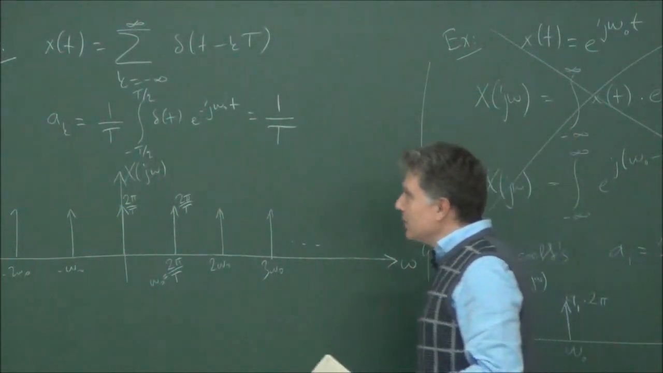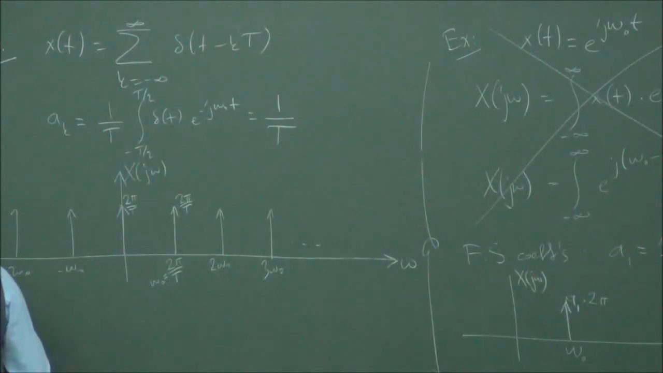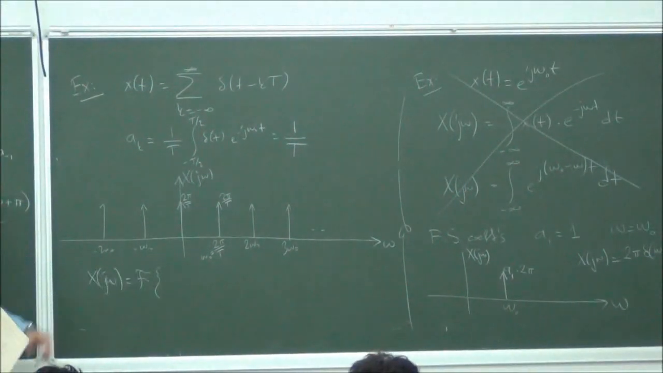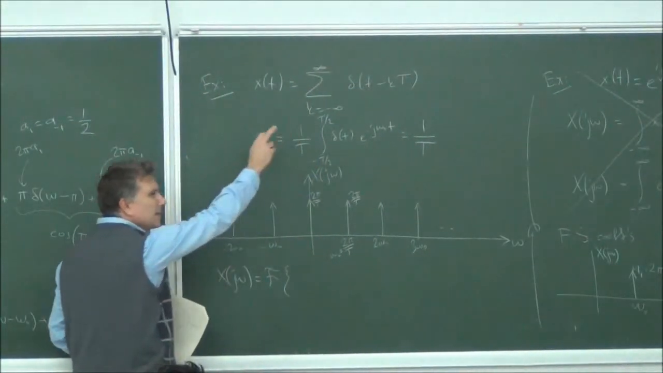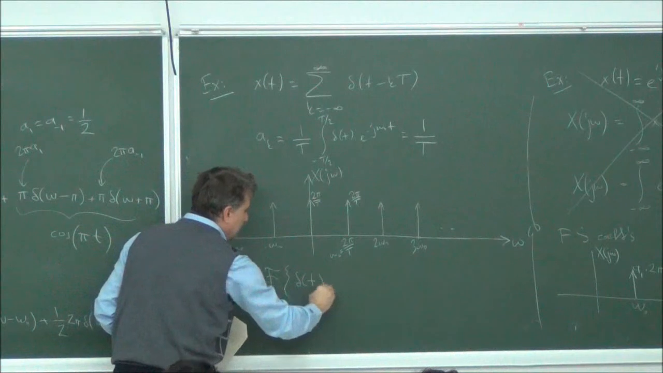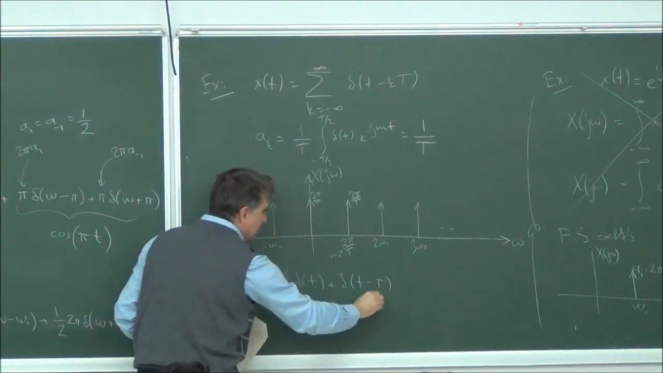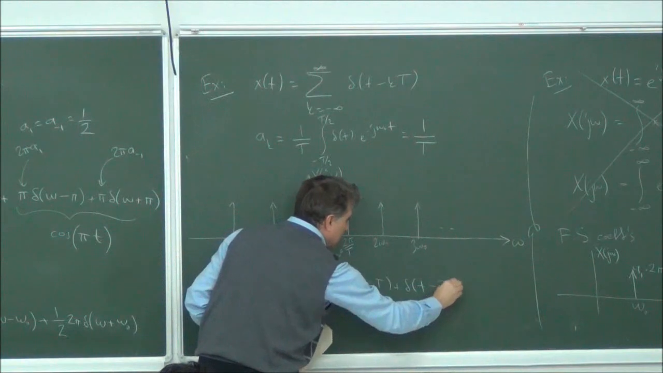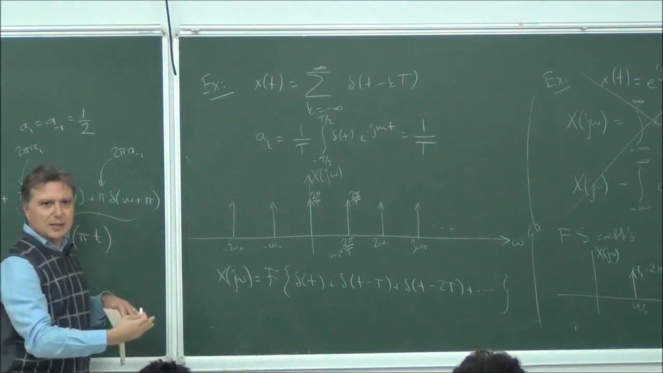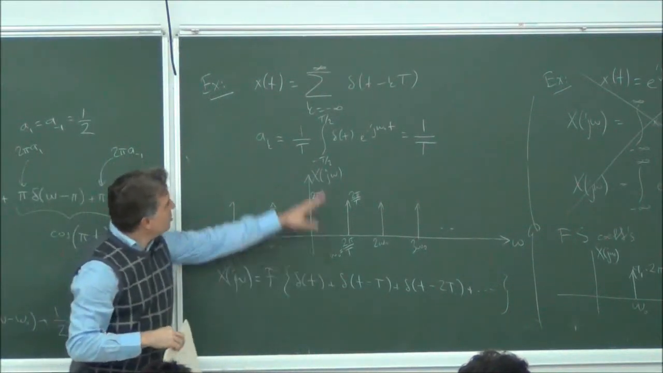Now, if you solve it in a different way, like this, x of j omega is the Fourier transform of, let me indicate the Fourier transform with a calligraphic F and curly brackets. What are the items that we have? Several impulses. For example, delta t plus delta t minus capital T plus delta t minus 2 capital T plus etc. That is this infinite summation that I'm trying to represent. I'm just trying to represent a portion of that.